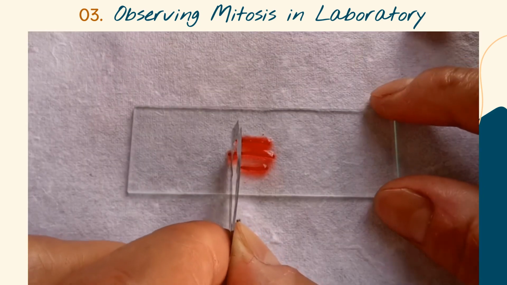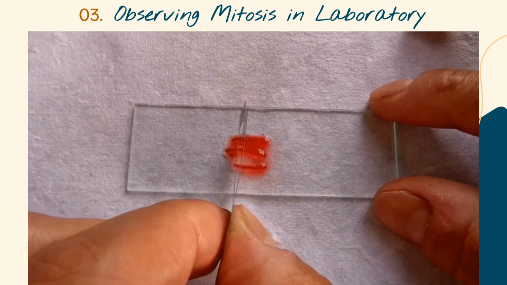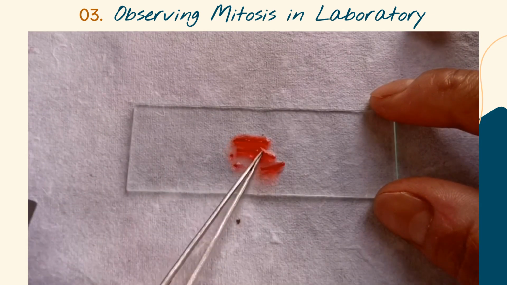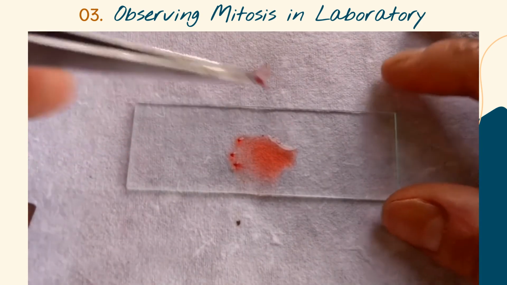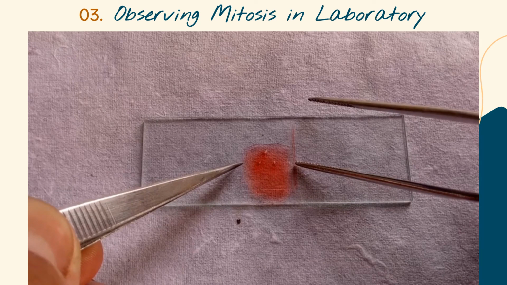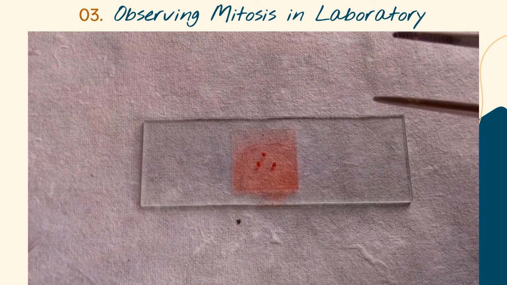Using a sharp blade or scalpel, remove about a millimeter of the root tip and discard the rest. The very tips of the roots are the regions with active cell division, and they are all that we require for mitotic experiments. Gently lower a cover slip on the root tips, making sure to avoid any air bubbles.